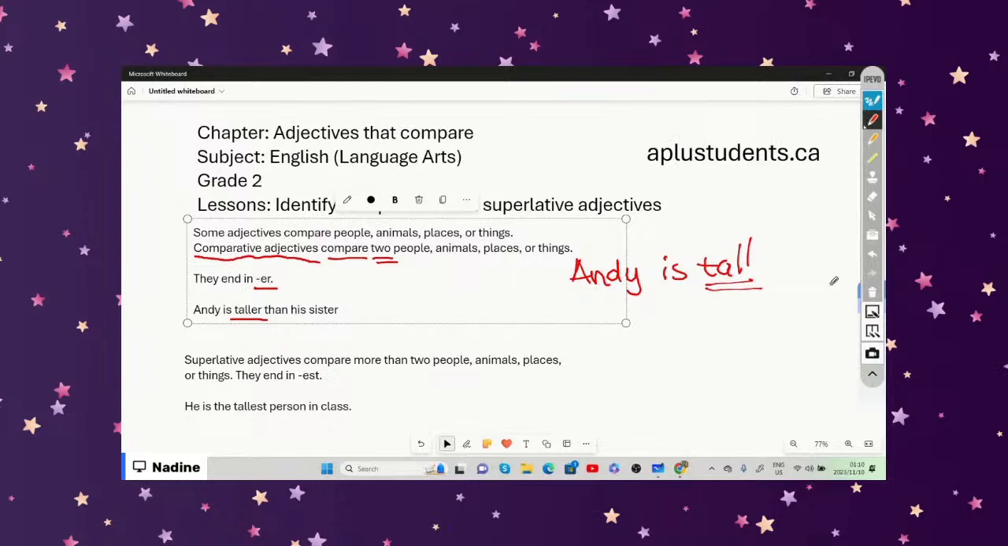So we say that Andy is tall, and if we compare him to his sister, then he is taller than his sister. So Andy is taller than his sister. That we call a comparative adjective, and we compare two people, animals, places, or things. Only two.